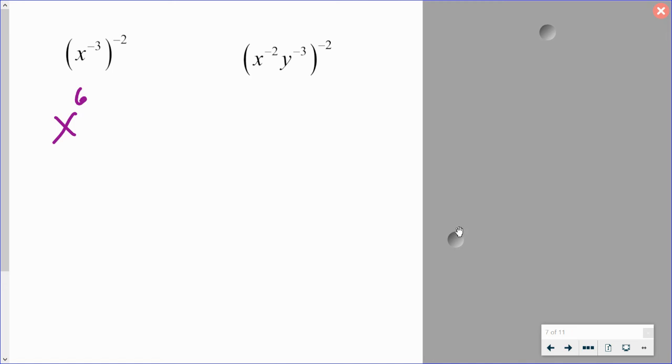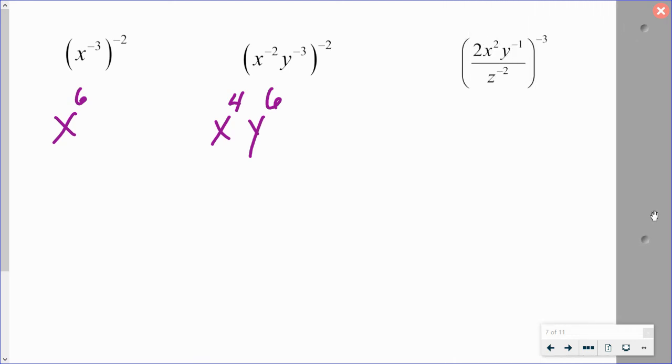Okay, let's think about this one. Now you take this -2 and distribute it, and that becomes -2 times -2, which is +4. -3 times -2 is +6. Woohoo! We don't have to end up moving anything because we end up with positive exponents.